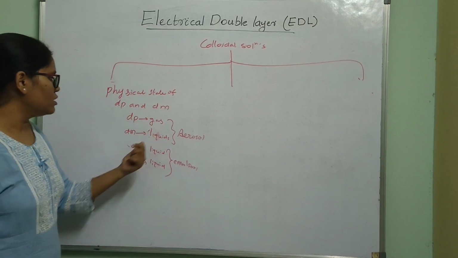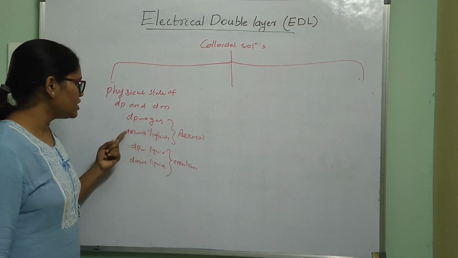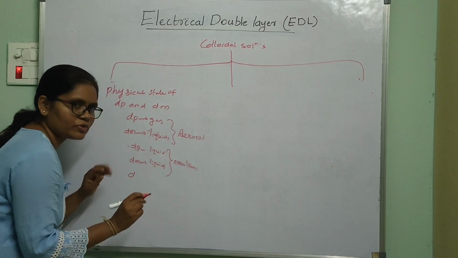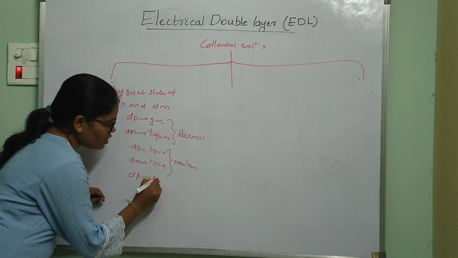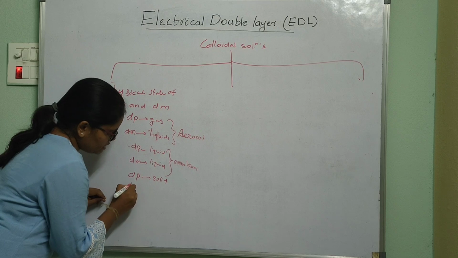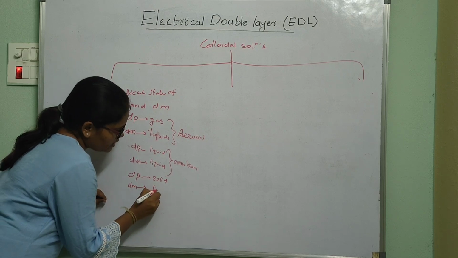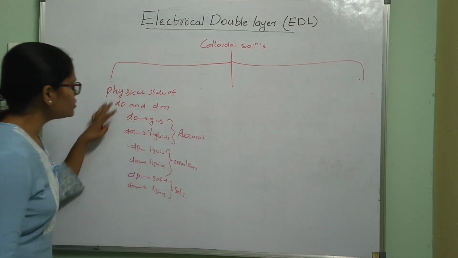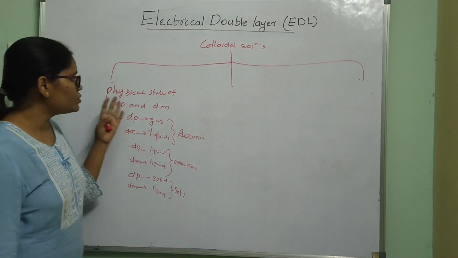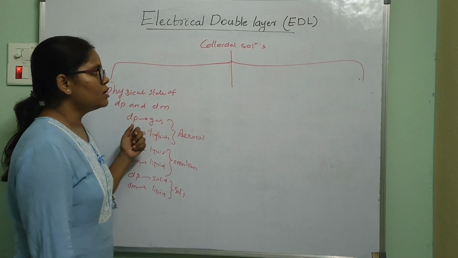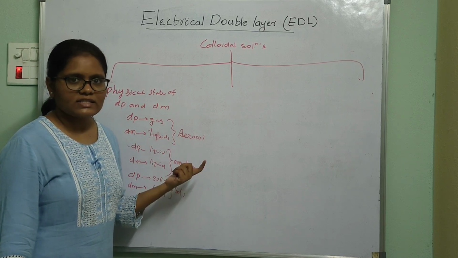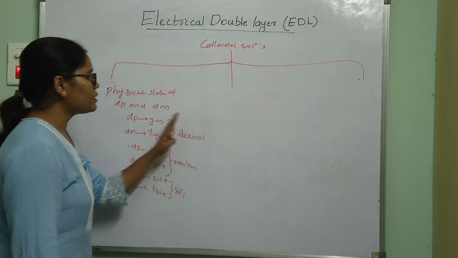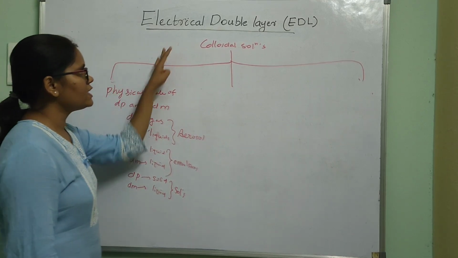There are so many combinations, like dispersed phase solid and dispersion medium liquid. Let us take one more example: dispersed phase is solid, dispersion medium is liquid, then they are called sols. We don't require this classification. If you want to refer to it, you can look in NCERT or Telugu Academy textbooks. We don't require this for now to understand the electrical double layer.